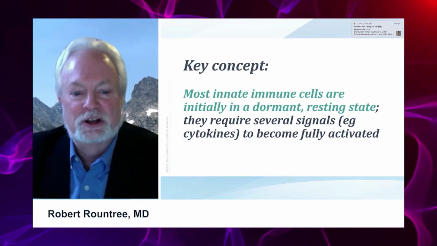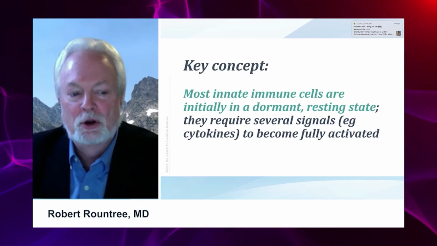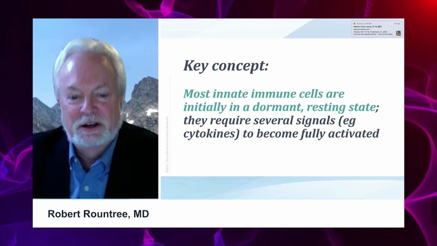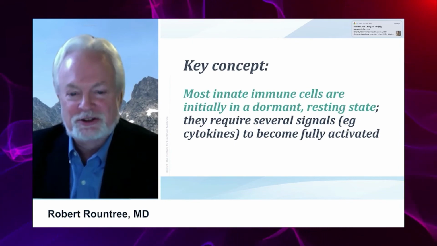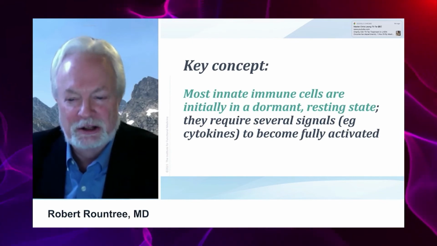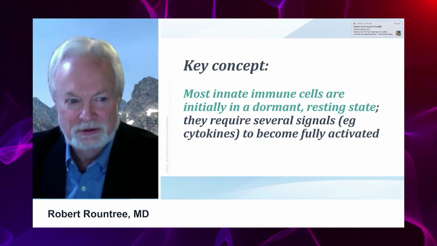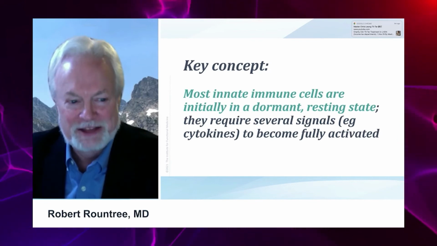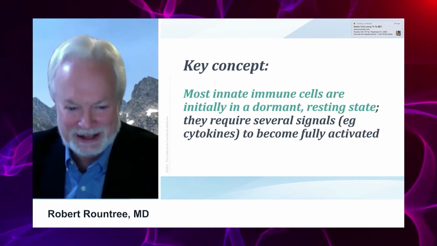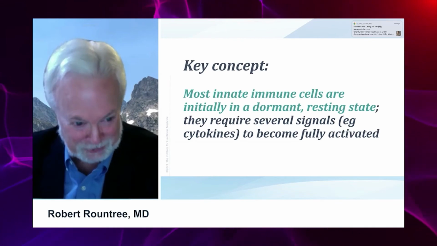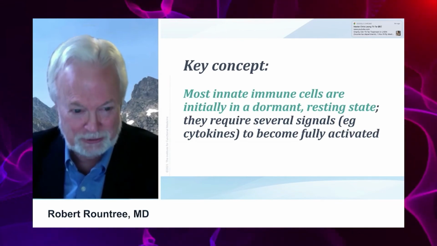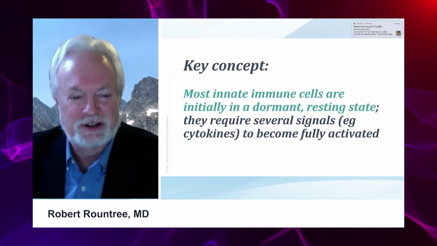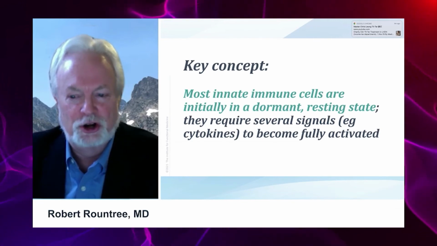Most innate immune cells are initially in a dormant or resting state. Like I said, very similar to my cat, just kind of hanging out, looking around, waiting for some action. Polly Matzinger says these cells are sleeping. They're floating around the bloodstream. They don't seem to be doing much. Their cellular machinery is not activated. The DNA is not turned on.